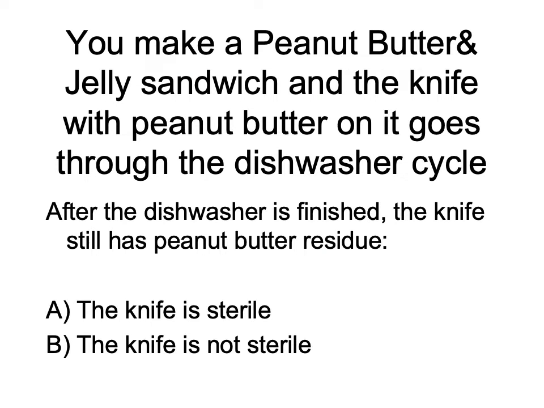Let's go through a few questions. You make a peanut butter and jelly sandwich, and the knife with the peanut butter on it goes through your home dishwasher cycle. After the dishwasher is finished, the knife still has peanut butter residue on there. Is it A, sterile, or B, not sterile?